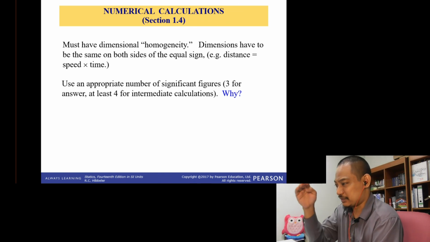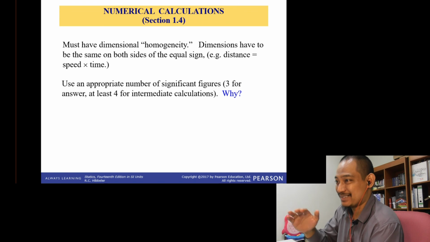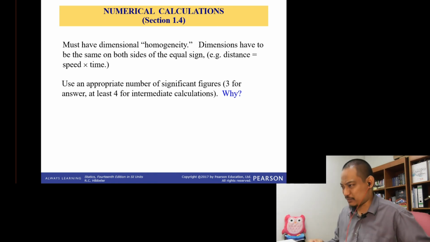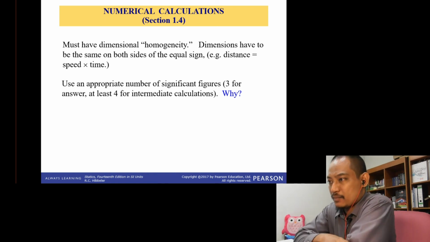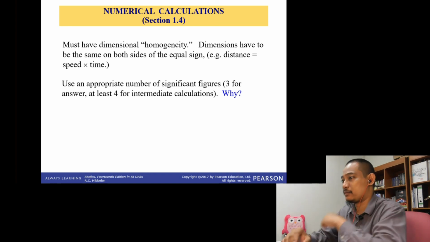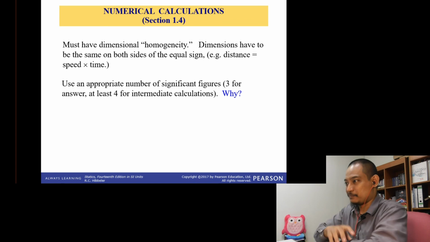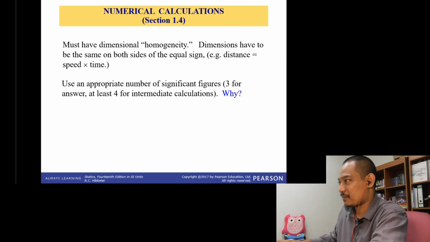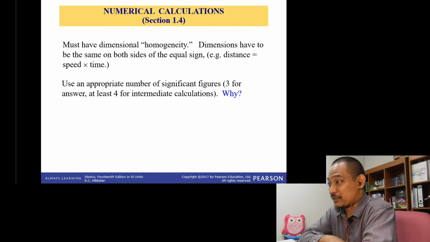But why is it in the final answer they say it must be 3 significant figures? Shouldn't be more. This is according to this book. Can you appreciate why? Is there any problem if I give 5 significant figures as my final answer? Yeah, that's correct, right? Because if I give this example, right?